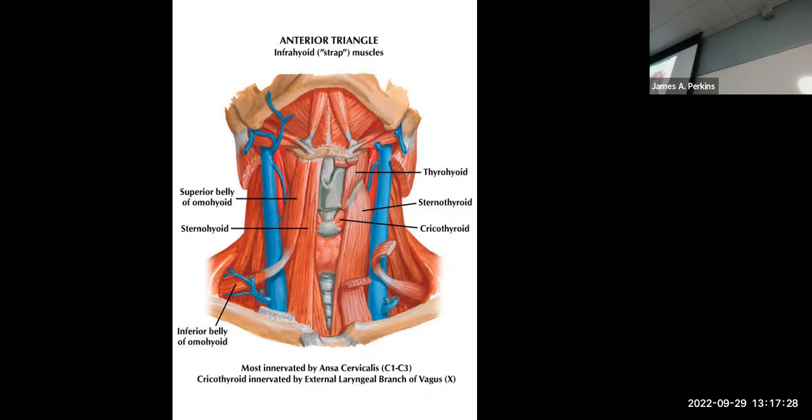So omohyoid goes from shoulder to hyoid bone. Sternohyoid from sternum to hyoid bone. Sternothyroid from sternum to thyroid cartilage. Thyrohyoid from thyroid cartilage to hyoid bone. Seems like origin is lower, insertion is always higher. In the case of these strap muscles, yes, origin is lower, insertion is higher. And origin is the first part of the name, insertion is the second part of the name.